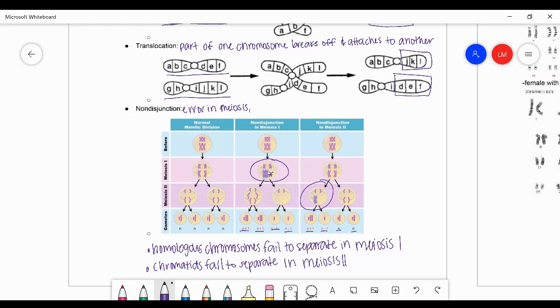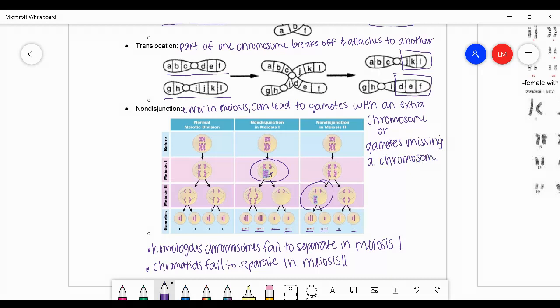So let's add up here after error in meiosis. We can add that it can lead to gametes with an extra chromosome, or gametes missing a chromosome. So specifically, non-disjunction is about meiosis, not any of the other things that we have talked about.